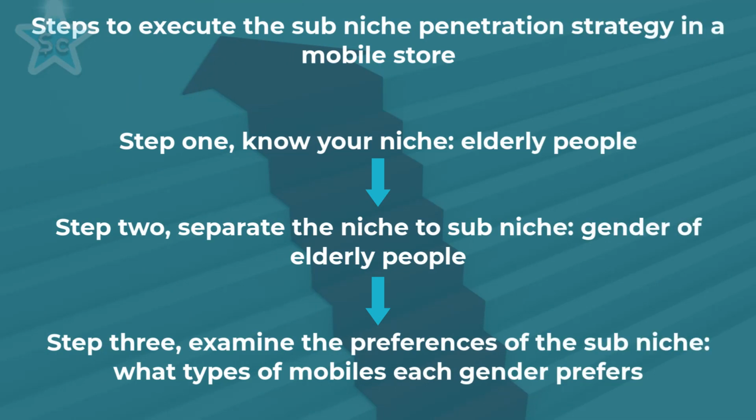In the second step, you want to find a sub-niche, meaning the types of phones each gender of elderly people will prefer. So, the sub-niche here is by gender, elderly males and elderly females. Then, you test which types of phones each gender prefers. You discover that males prefer mobile phones X, Y, and Z, and females would buy more mobile phones of type A, B, and C. Hence, you will know which types of phones you should offer, both in marketing and sales, to each gender.